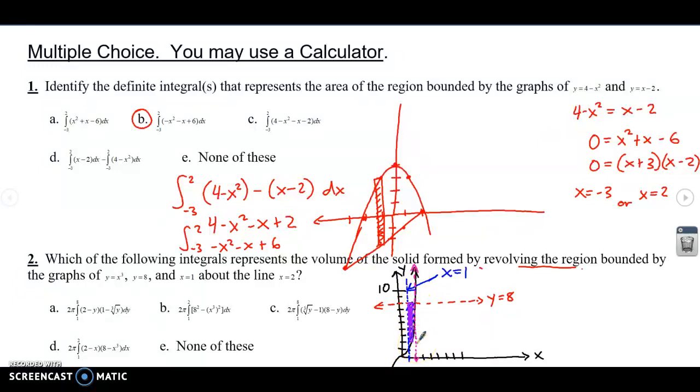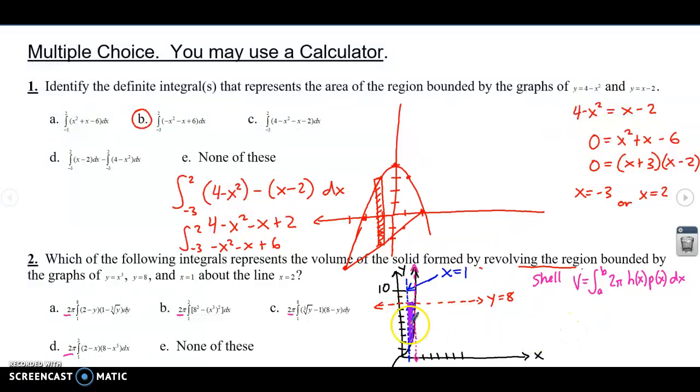Now, if you look closely at all of my choices, they have the 2 pi out front, which leads me to believe that I'm using the shell method. For shells, the volume is given as follows: the integral from a to b of 2 pi times p of x, the distance from the axis of rotation, times h of x, the height of the rectangle, times the width, dx. So this is 2 pi r h times the thickness, essentially. Now we need to define what the rectangle looks like.